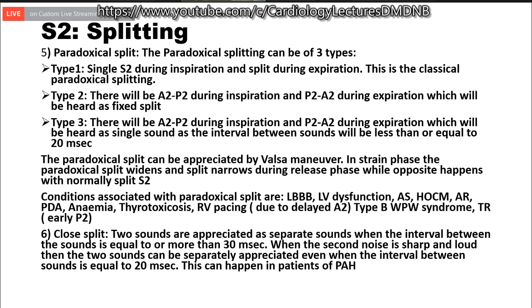What happened in a normal person? Because the A2 becomes earlier, P2 becomes earlier. So the A2, P2 interval becomes narrow. That is what is happening. During the strain phase in Valsalva maneuver, in paradoxical splitting, the gap widens, it becomes wider. And in a normal person, the split of the second heart sound becomes narrow.